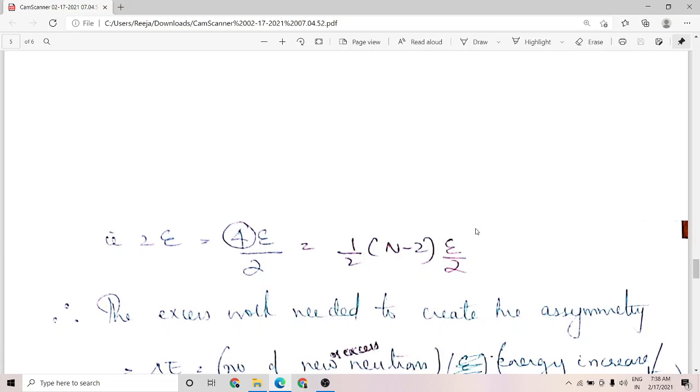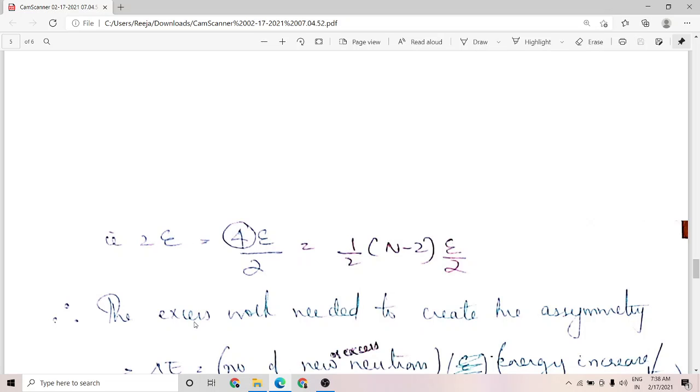So 2 epsilon, I write as 4 epsilon by 2. So what is 4? 4 is half of N minus Z, that is half of the excess neutrons. So half of N minus Z into epsilon by 2 is my excess energy.